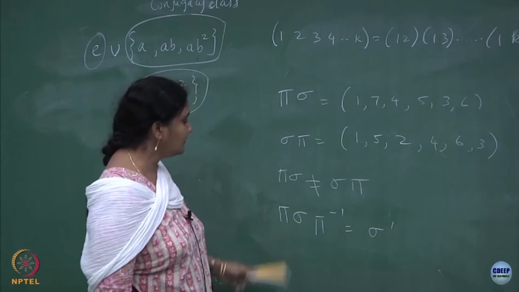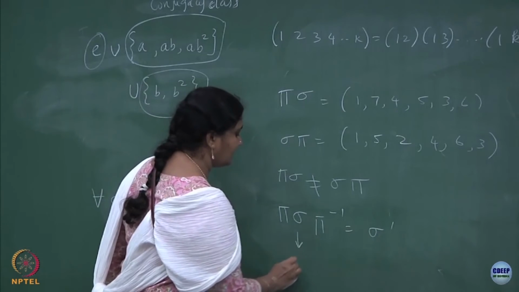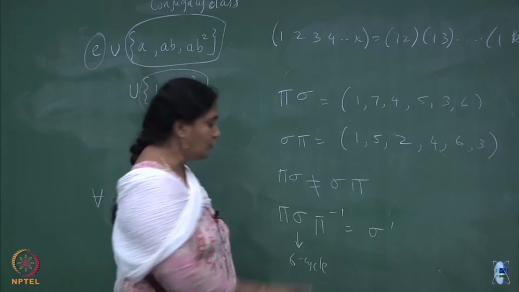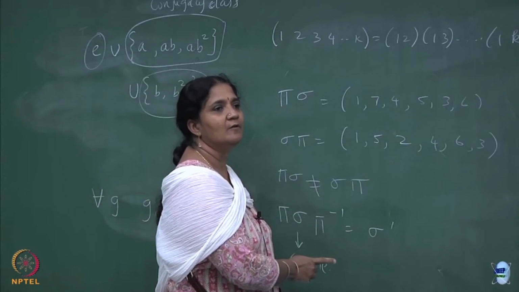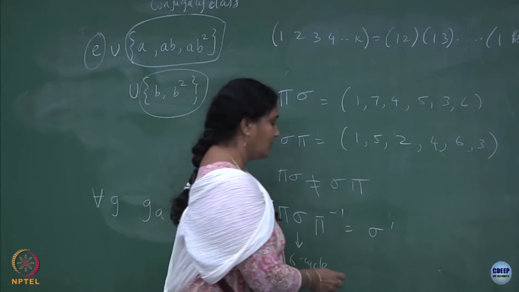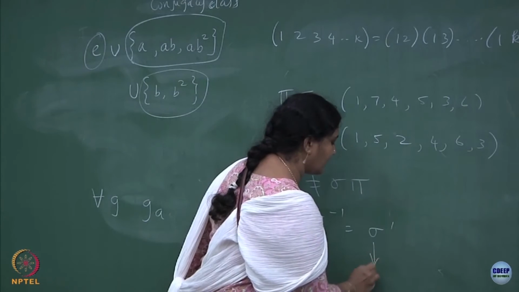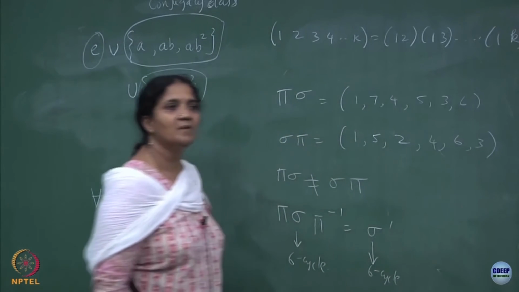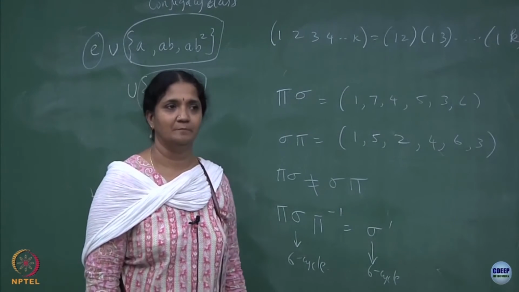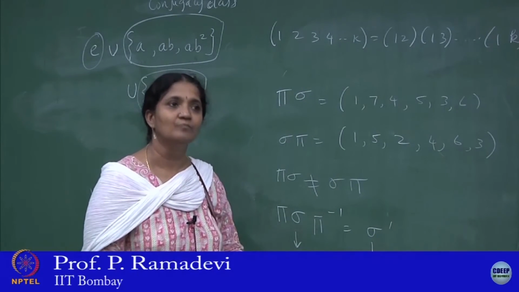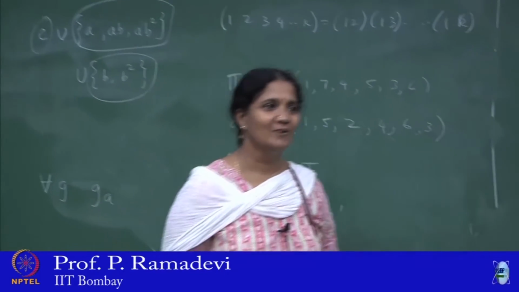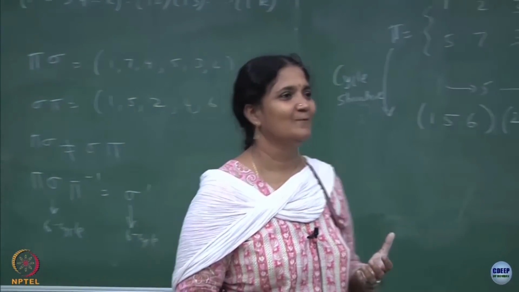What you can show is that if this has a 6 cycle, the conjugation will give you the same 6 cycle. It will be a different element, but the cycle structure remains the same. This is what we can show. So, now I have given you a hint on the conjugacy classes. What is the hint?